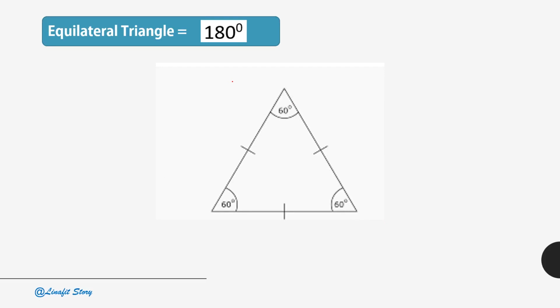Equilateral triangle. All the sides of an equilateral triangle are equal. All the angles are equal and each angle is 60 degrees. How to get 60? Remember, the sum of angles of a triangle is 180. So 180 degrees divided by 3 equal parts equals 60 degrees.